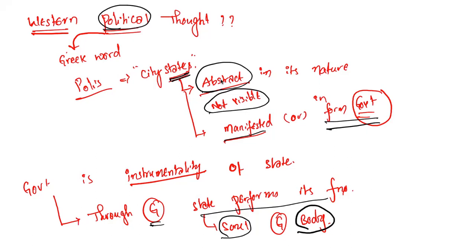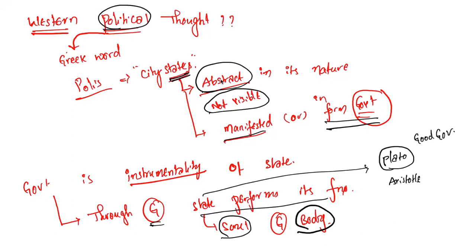The theory of state has been propounded by various people, right from Plato. They have said what is the function of the state. Plato said state function is for good governance. Aristotle also said state's function is good governance. So they said function of the state is good governance. That we'll see later when we discuss Aristotle's concept of state, Plato's concept of state.